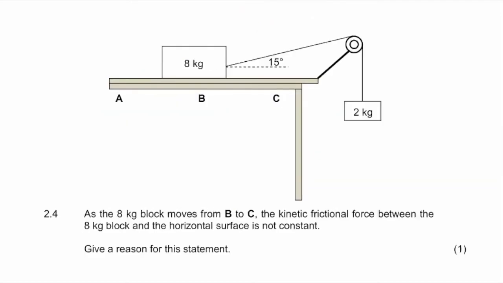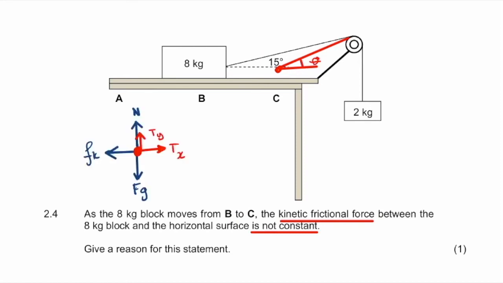Now they tell you that that 8-kilogram block moves from B to C, and as it moves from B to C, they say the kinetic frictional force between the block and the surface is not constant, and then they ask us for a reason for that. Now, as you move from B to C, when you get to number C over there, you will see that the angle between that rope and the horizontal, that angle is increasing.